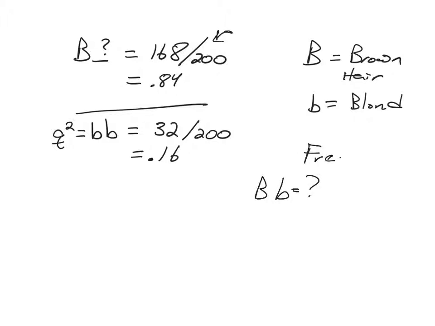It is not the same. What do we got to do? We have to find both the recessive and the dominant, and then we have to plug them in. So what are our two equations? One equals 1, and the other one is?